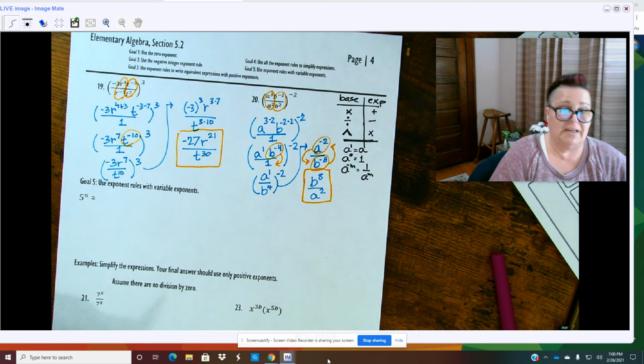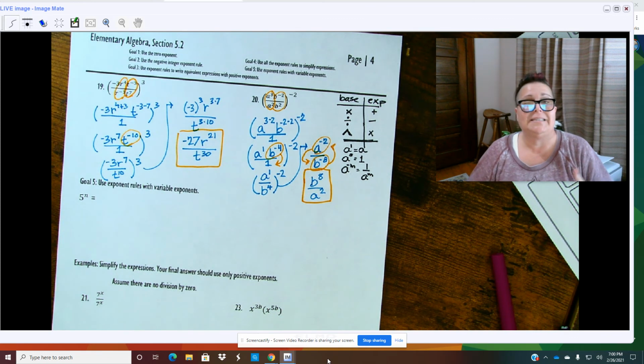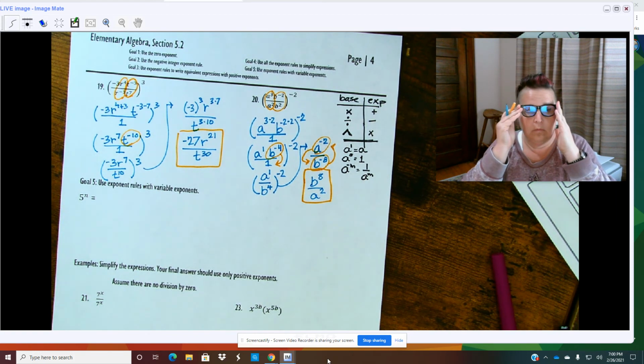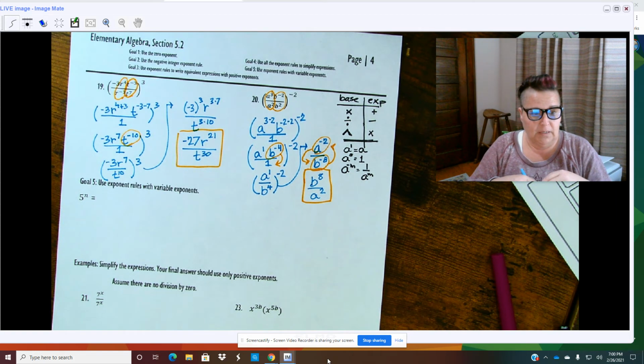And there we go. I have an answer there. Again, the bases are not the same, so I cannot condense this any further. This is as far as I can go. Right?